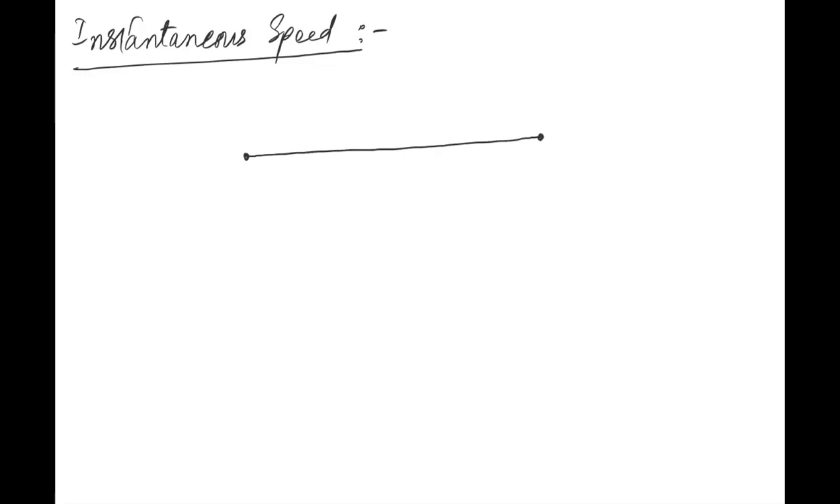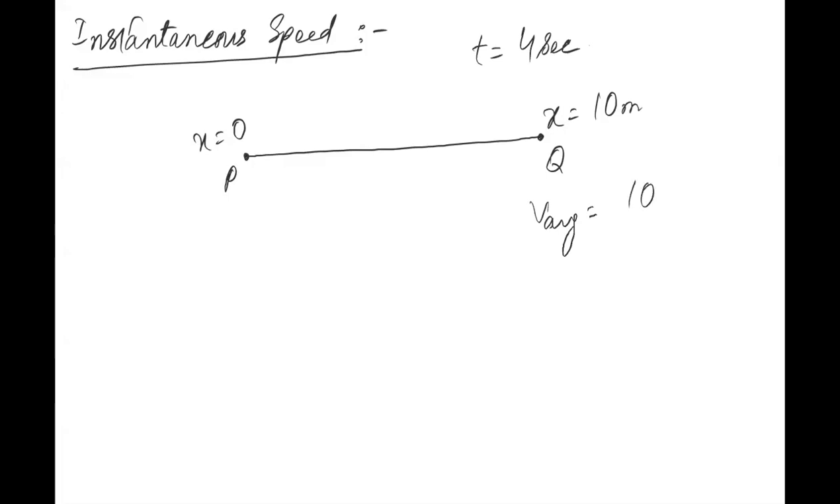I told you that the total distance, let's say x here is 0 and x here is equal to 10 meter. And the total time that I required in going from this point P to Q, let's say the total time is t equal to 4 seconds. I required 4 seconds in going from point P to point Q, which is at a distance of 10 meter. So you calculated the speed and told me that average speed would be equal to 10 by 4, that is equal to 2.5 meter per second. This would be the average speed, right?